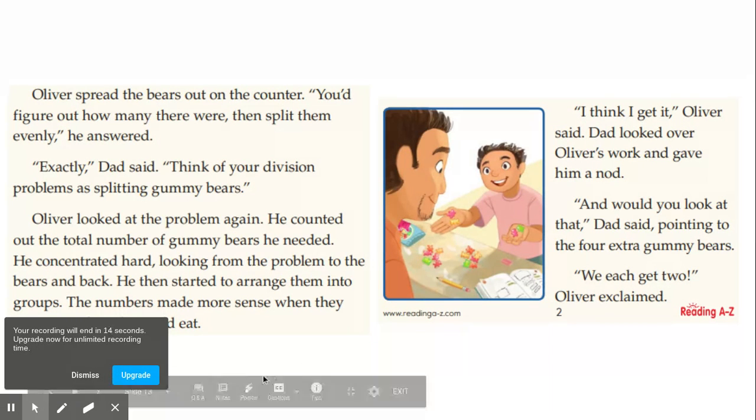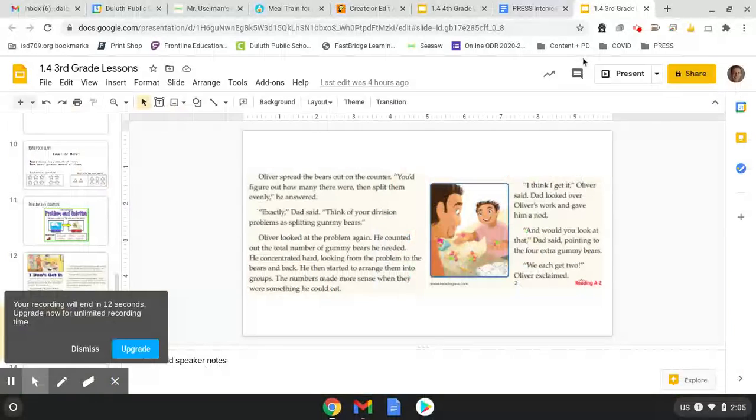So this week, you are going to be doing the same thing in Seesaw. You're going to be given a story, and you need to figure out what is the problem and the solution of the story.